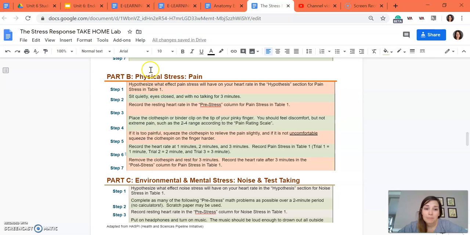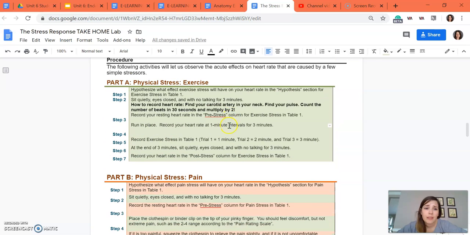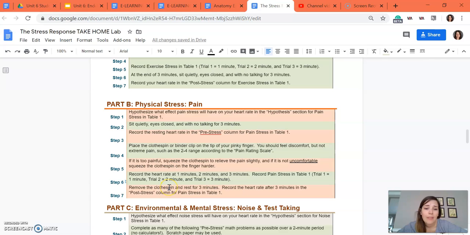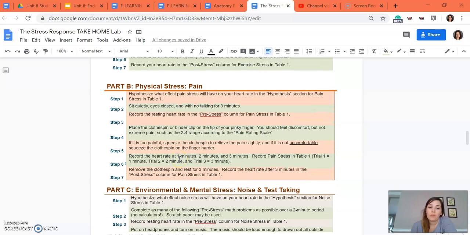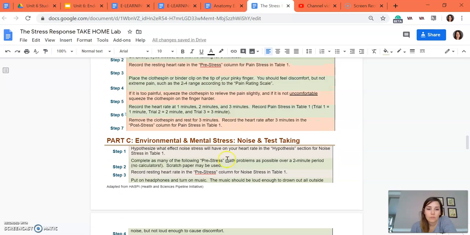To do that, again, find your pre-stress heart rate. If you're doing these back-to-back, give yourself a few minutes after the physical stress. And then it says place a clothespin or a binder clip on the tip of your pinky finger. Now this shouldn't hurt too terribly, just enough so that your heart rate changes. And then again, you're going to record your heart rate at 1 minute, 2 minutes, and 3 minutes. If it's too uncomfortable, please take it off.